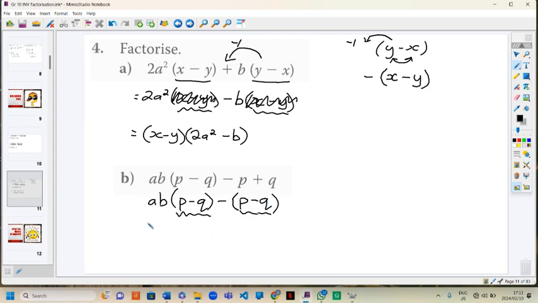So now do I have common brackets? Yes, so I've got p minus q. I see it's common. Take it out. P minus q. If I take out a p minus q here, what's left? Good, I've got a, b. If I take out a p minus q here, what's left? Remember, there's always a little 1 here. So I've got -1.